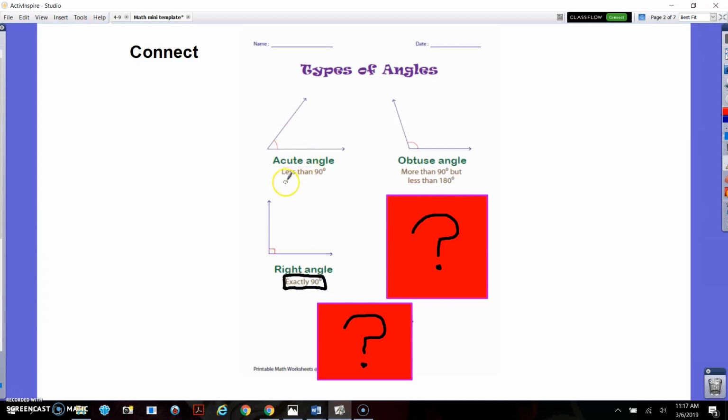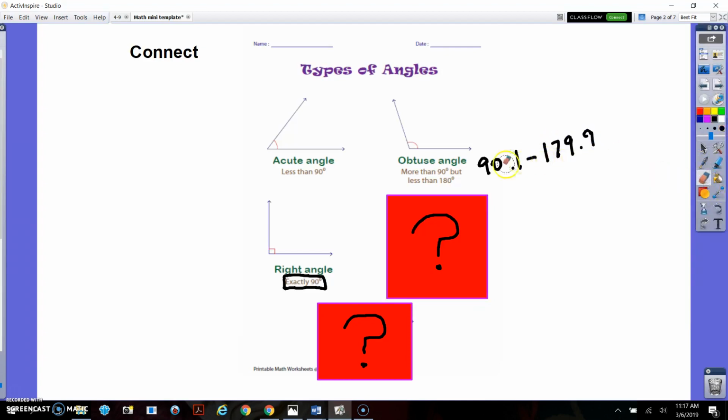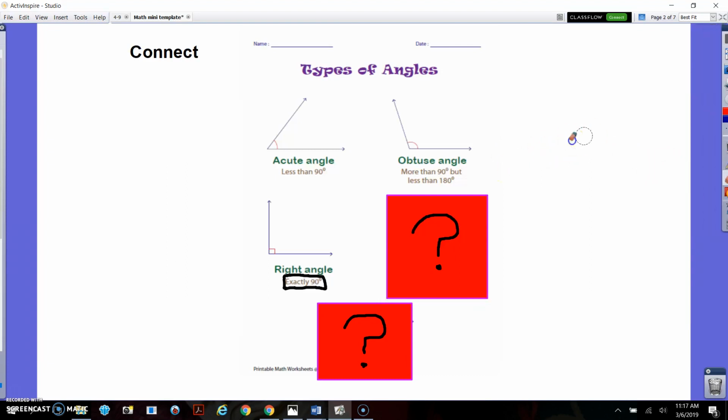These acute angles can be anywhere from 1 degree up to 89 degrees. You can even do fractions, 89 and like 9/10 degrees or 99/100 degrees. But we generally just kind of say up to 89 degrees. Obtuse angles can be above 90, all the way up to almost 180. But right angles have to be just 90. That's it. That's the only measurement they can have.